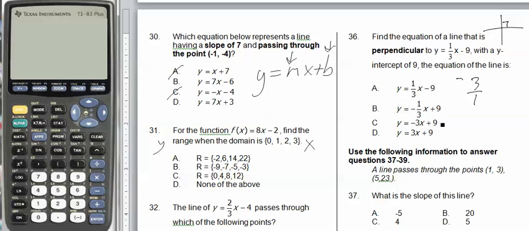But the y-intercept is 9, so in y equals mx plus b, b is the y-intercept, and that would have to be 9. The slope would be -3. So it's -3x plus 9.